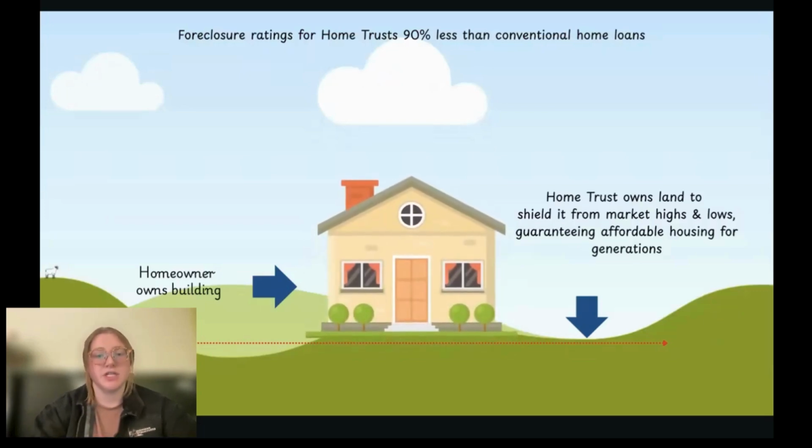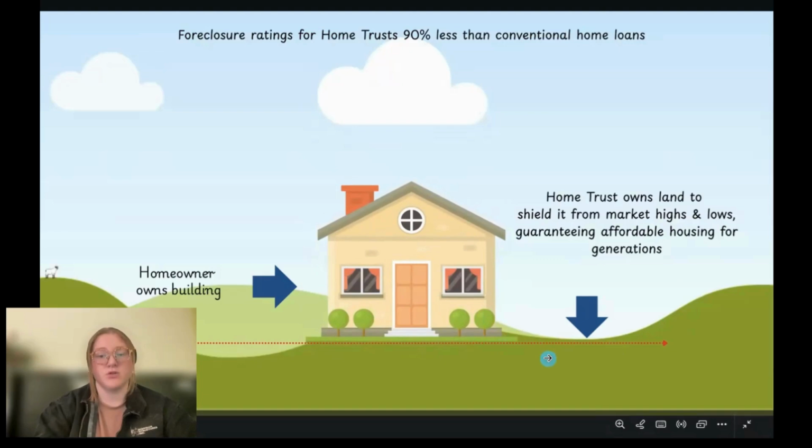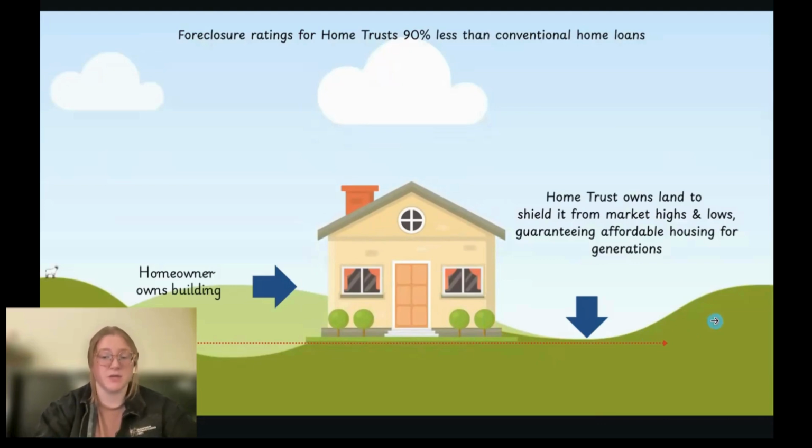And so a quick illustration here, just to note, foreclosure rates for homes in a home trust are 90% lower than conventional home loans. So you, as the homeowner, would own the building, and the home trust would own the land underneath it, shielding it from market highs and lows, guaranteeing affordability for future generations as well as yourself.